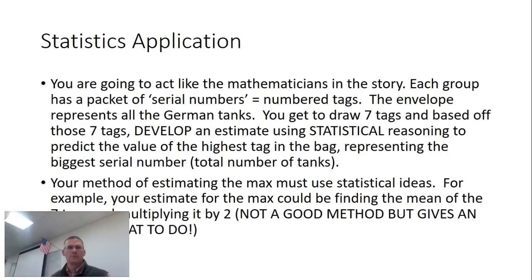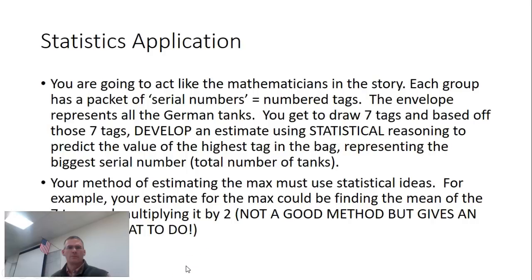So now you guys get to act like those mathematicians in Manhattan, in New York City. So each group is going to have a packet. And inside of this packet, there are going to be little numbered tags. And the little numbered tags represent the serial numbers for the German tanks. So they are in sequential order. They do start at 001, and they go all the way up to, that's what you guys have to try to guess or figure out, is how high they go. In essence, trying to guess how many tanks Germany had.